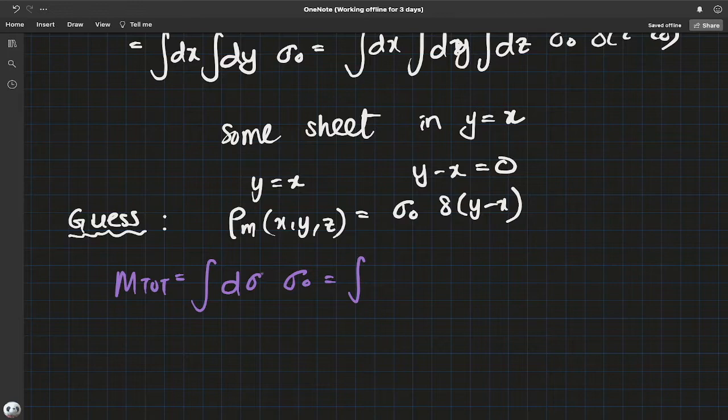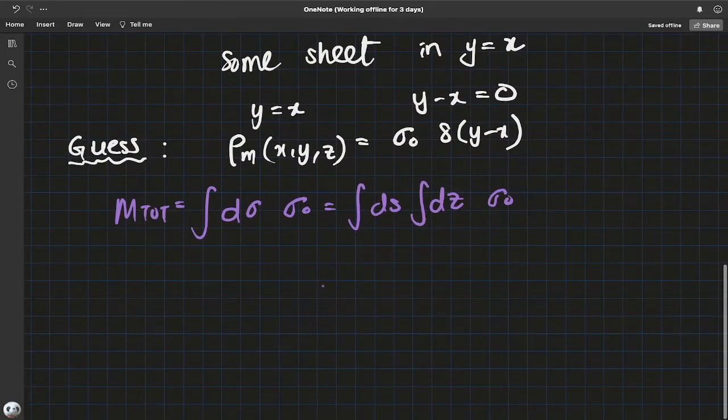Before doing the volume, let's just look at what this is. Say it's some ds and dz, the way I parameterize it. So this ds is in the y is equal to x direction. Z is just increasing because there was no constraint on z. Sigma naught, this is just parameterization. I will make a video on double and triple integrals. I hope that will clear things out. For now, just go with it.